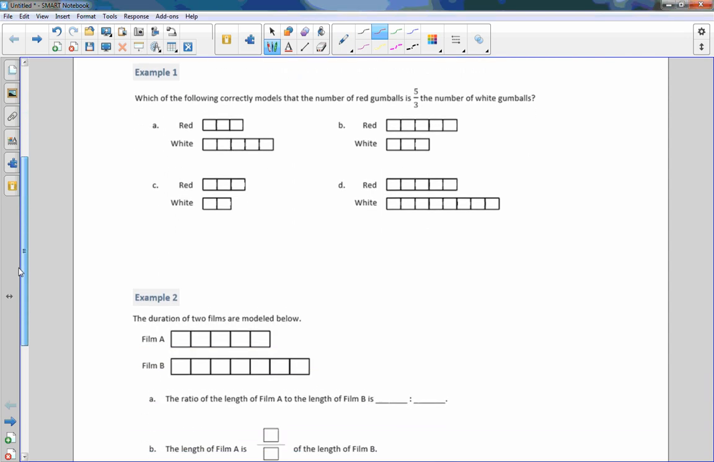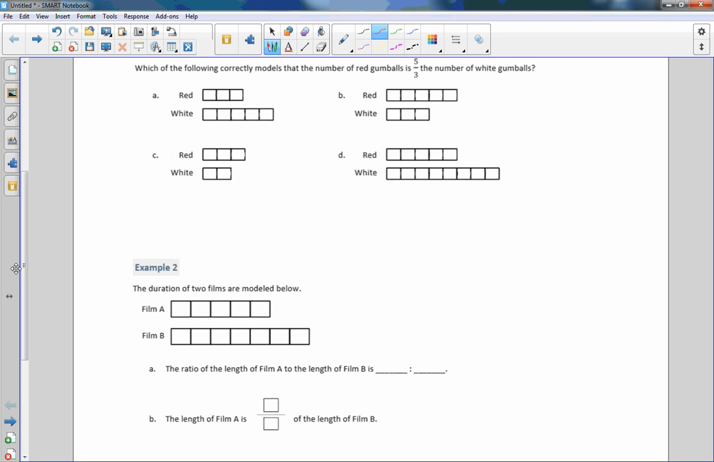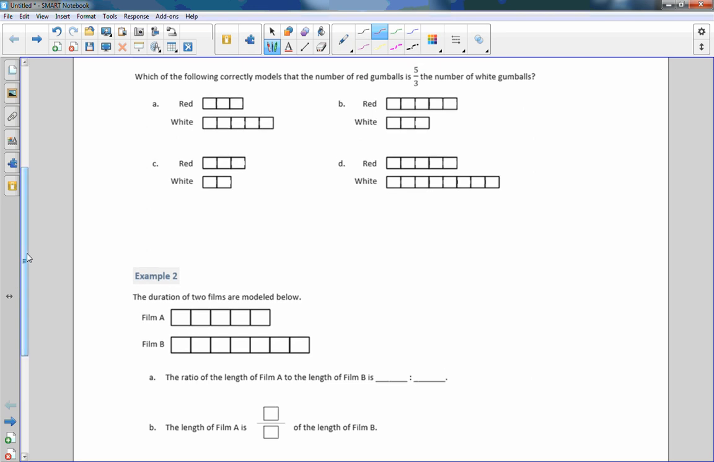So here's our first example. It says, which of the following correctly models that the number of red gumballs is 5/3 the number of white gumballs? See if you can choose the right answer here. There are four choices. It's multiple choice. Which one of these tape diagrams represents red gumballs being 5/3 the number of white gumballs? Pause the video, see if you can figure this out.